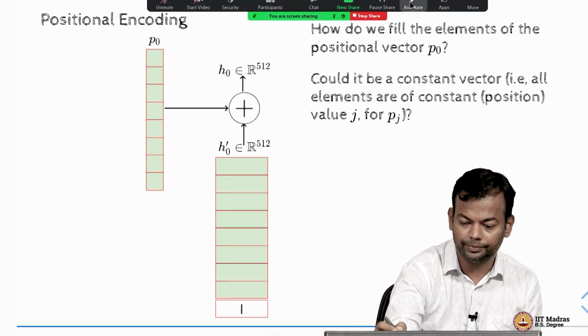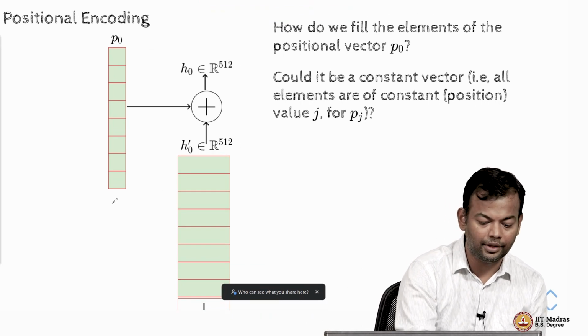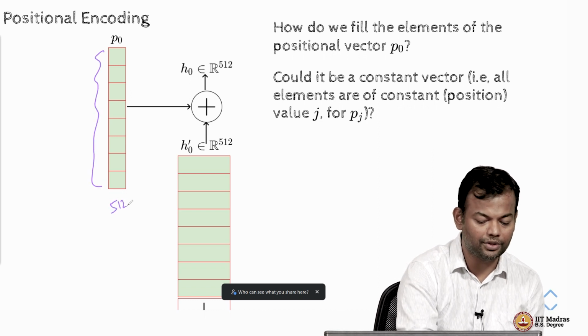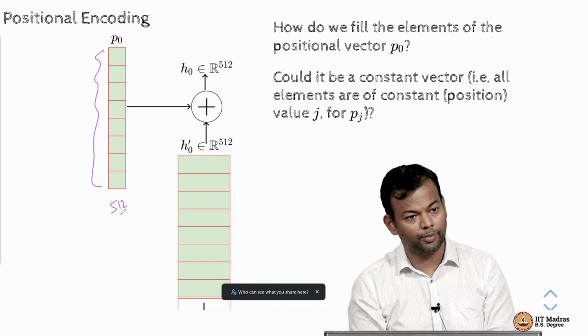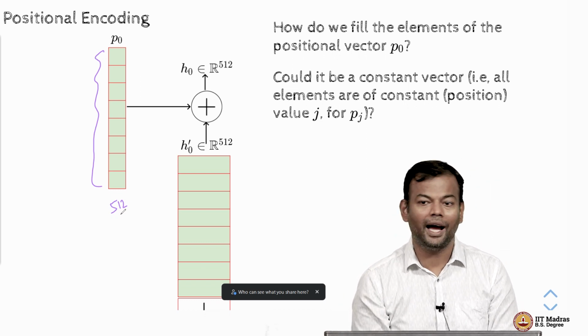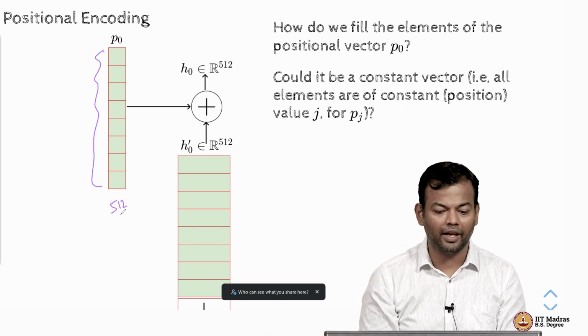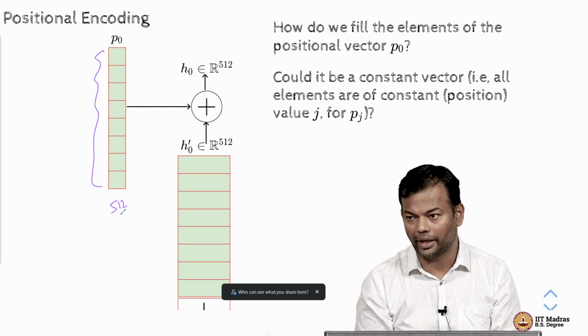Suppose this is the word "I" appearing at the first position. Then you add a certain embedding to it, which is again 512 dimensional. And if the word "I" appears at position 4, then you add a different positional embedding to it, which is again 512 dimensional. We need it to be 512 dimensional because you're going to add the embeddings, so you can add only same sized vectors.